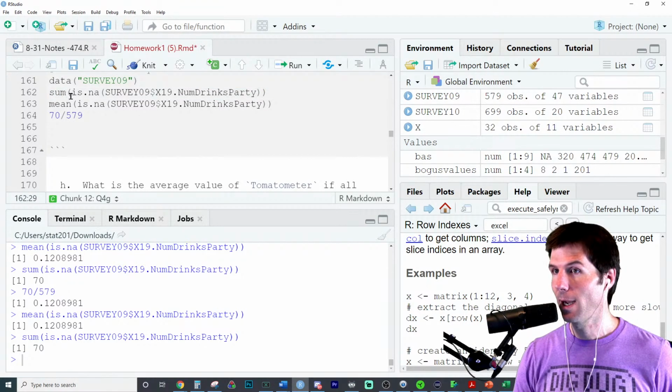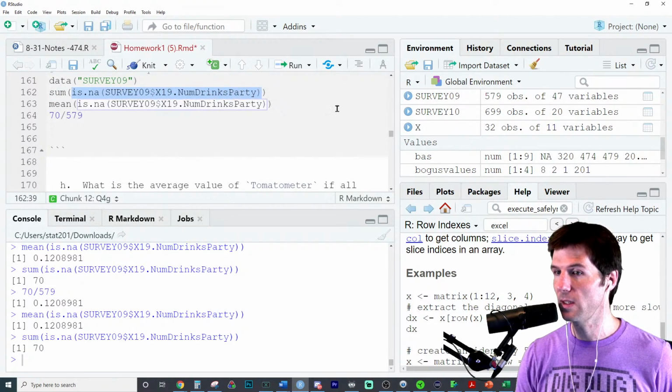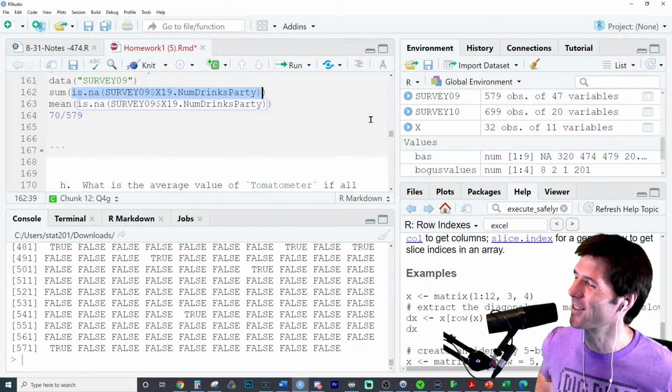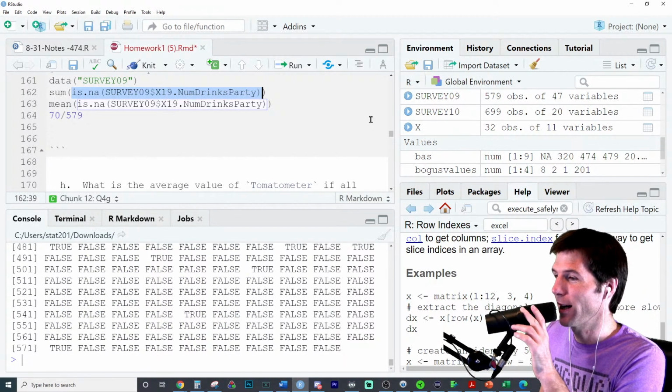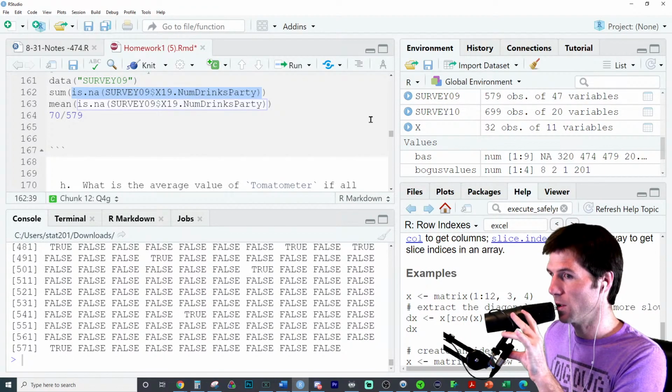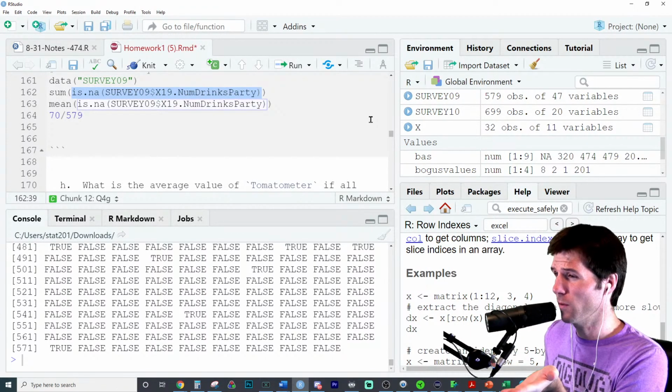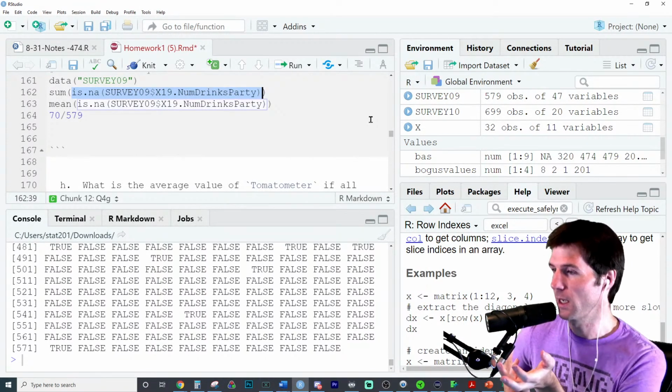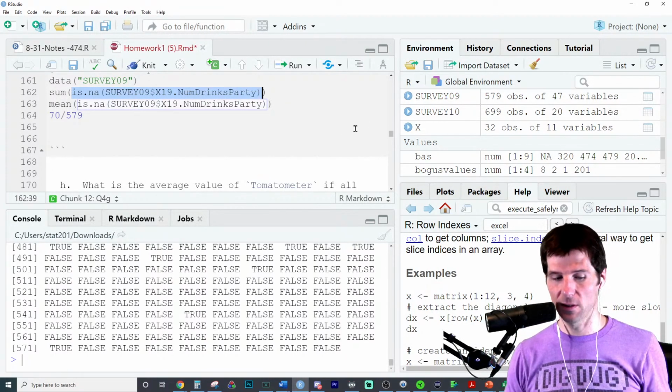And why is that? How does R see ones and zeros? How does R see trues and falses? Like, what's going on with trues and falses in the way R sees them in its brain?